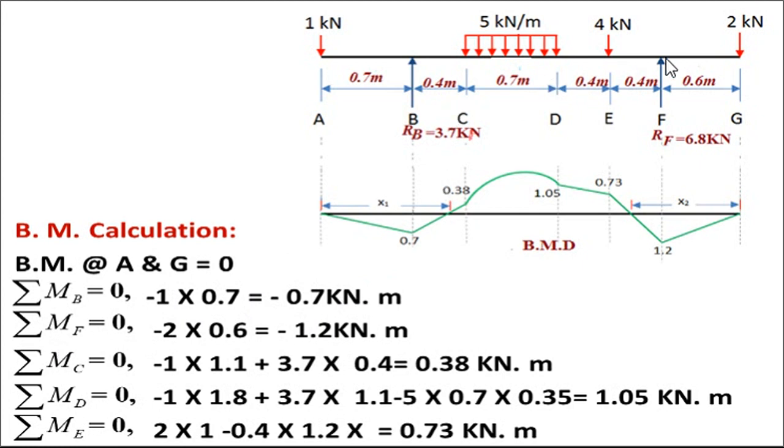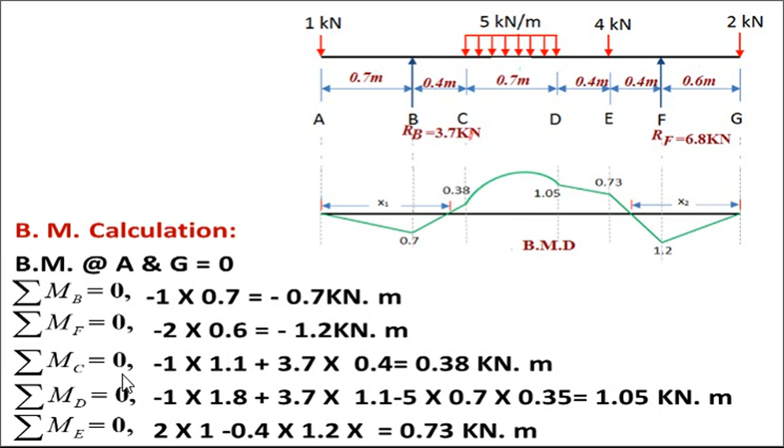Again at F, if you take the moment at F, you can take either left of the section or right of the section. So here the right of the section is taken, that's why clockwise minus. So minus 2 into 0.6. So 0.6 is the perpendicular distance from the F support. The value is minus 1.2 kilonewton meter.